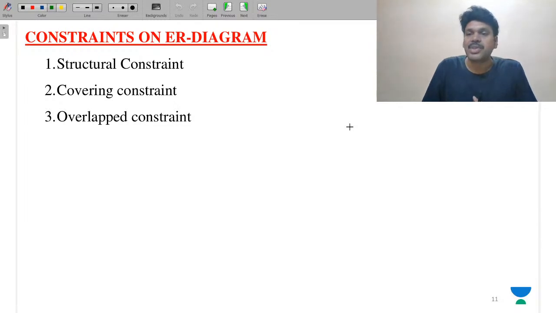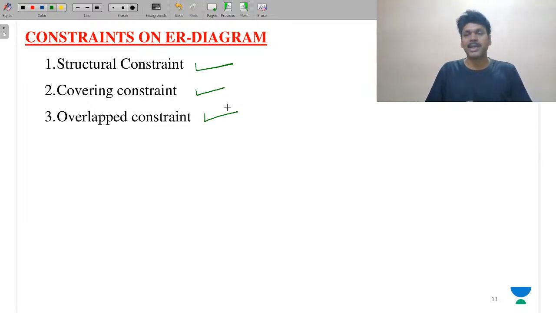Let's begin our session, that is constraints of ER. When you talk about an ER diagram, there are very important constraints available. Number one, structural constraints. Number two, covering constraints. Number three, overlapped constraints. So what are structural constraints? Mainly, structural constraints describe the participation of an entity and the cardinality of an entity. Two important things: participation of an entity and cardinality of an entity. That is the main role of structural constraints.